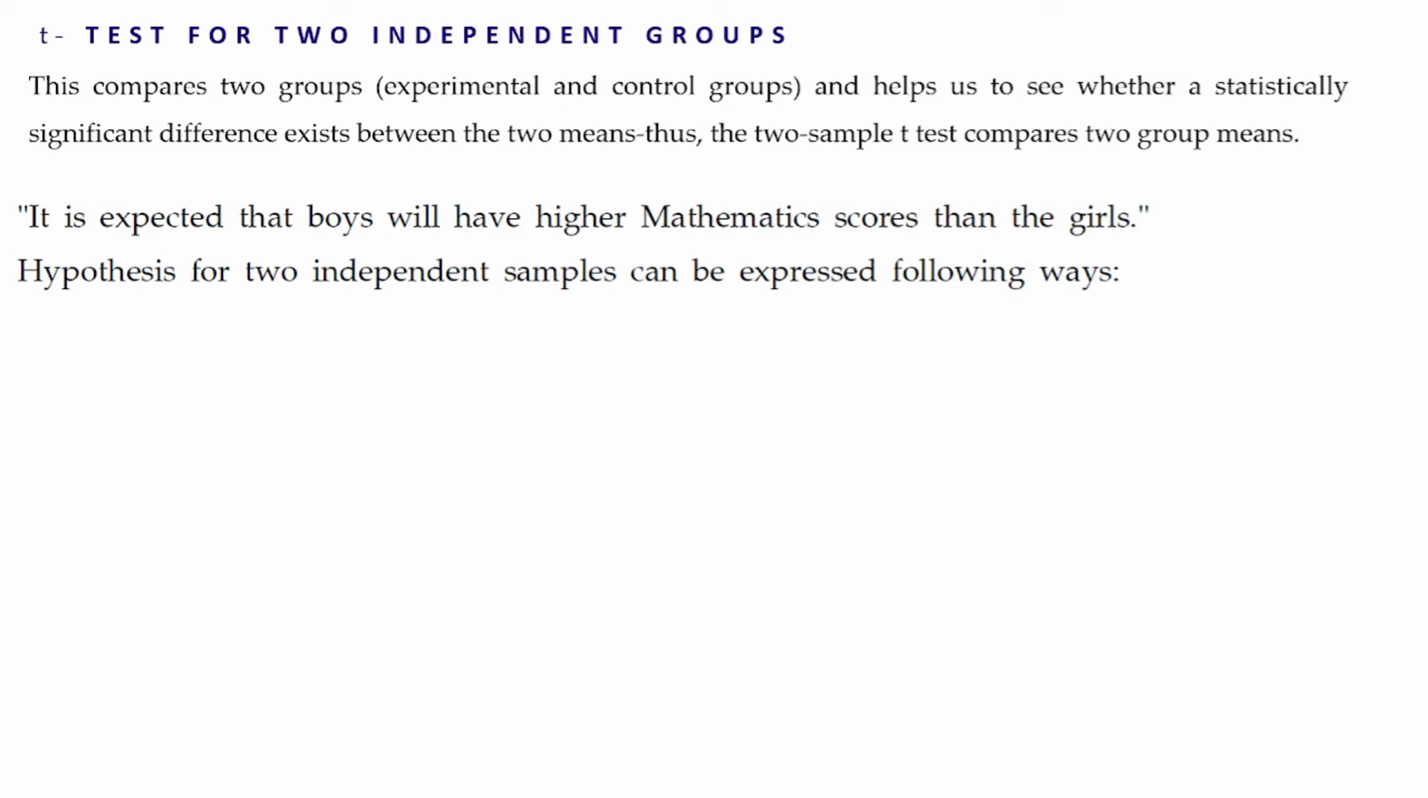First we will see what is this t-test for two independent groups. This t-test for two independent groups compares the mean of two different groups and checks whether there is any significant difference between those two means. Usually, this t-test compares the two groups, namely the experimental group and the control group.